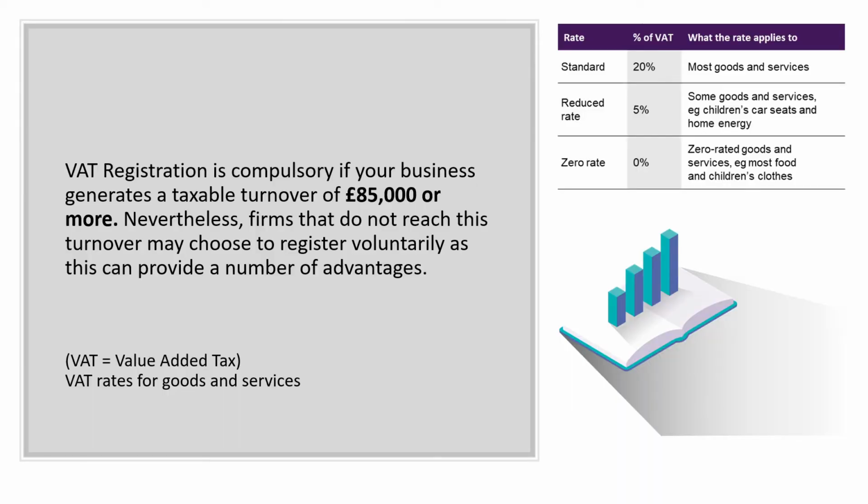VAT registration is compulsory if your business generates a taxable turnover of £85,000 or more. Nevertheless, firms that do not reach this turnover may choose to register voluntarily as this can provide a number of advantages. So there are 3 different rates: standard, reduced rate and zero rate. Standard rate at 20% is for most goods and services. Reduced rate is for some goods and services, for example children's car seats and home energy, and zero rate is for zero-rated goods and services, for example most food and children's clothes.